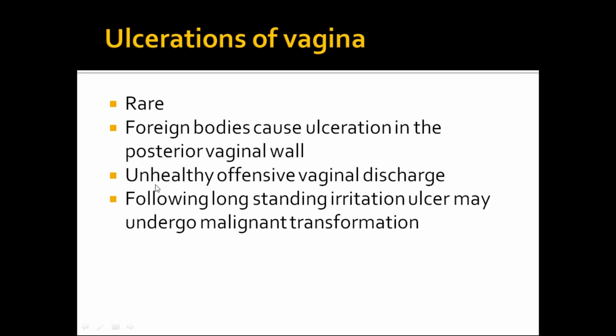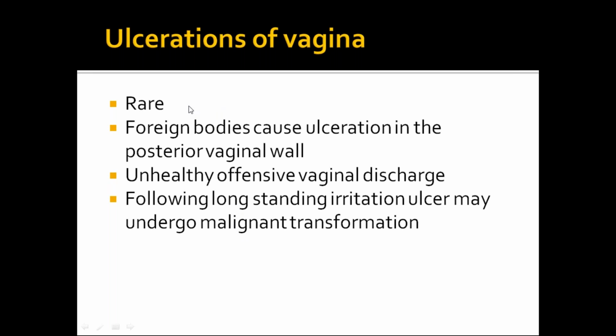Coming to ulcers in the vagina, they are very rare. There will be foreign bodies which cause ulcerations in the posterior vaginal wall, and unhealthy offensive discharge will be present, following long standing irritation. Ulcer may undergo malignant change. So when you find an ulcer, you have to treat it because a long standing ulcer can lead to malignant transformation at a later stage of life.